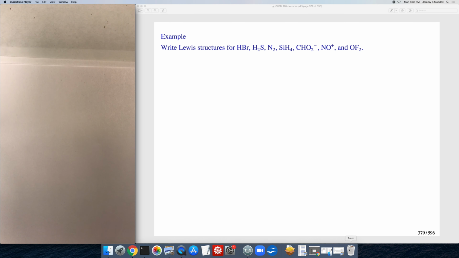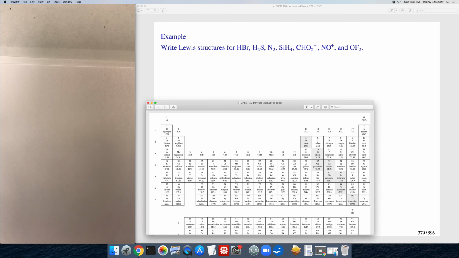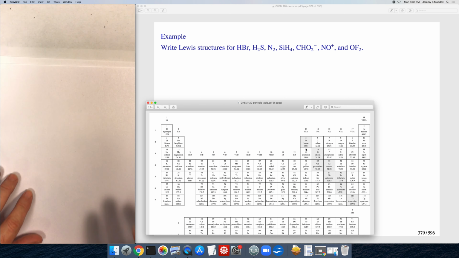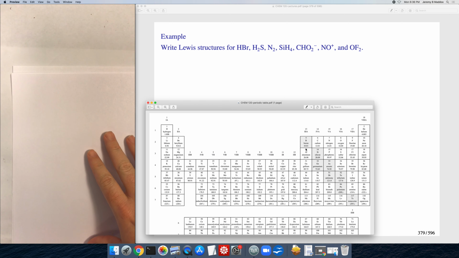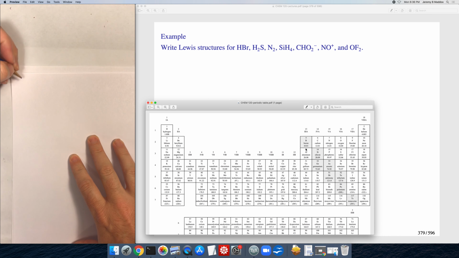In this follow-up video, we are going to generate some Lewis structures. Okay, we're going to need our periodic table to do that. And so we want to come up with what are the Lewis structures for these different molecules. So I'm going to start these. These ones are fairly easy, but I'm going to go ahead and do it in the full way.